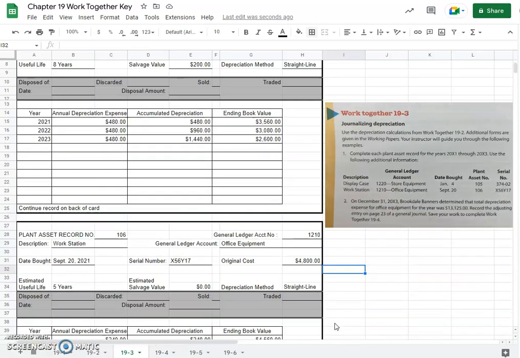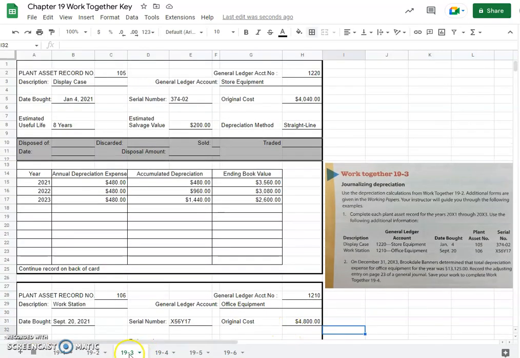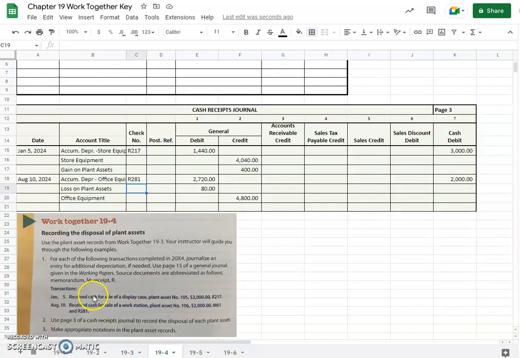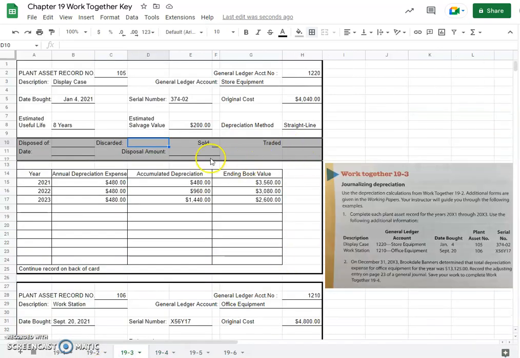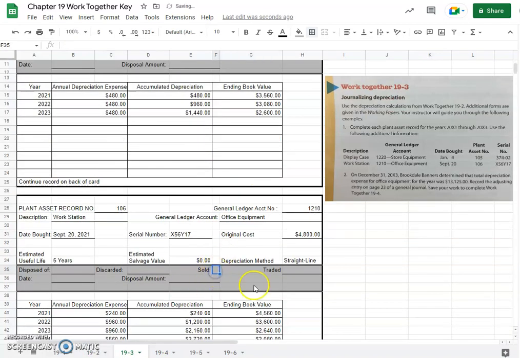So the plant asset records are on the tab for 19-3. You might notice I added this. I realized I left out a section when I made this for you. So now it's here, the disposed of section, right? Was it our first one, the display case? It told us that we received cash for it, so we basically sold it. And we received cash for the other as well, so we must have sold both. We'll mark sold on both of these.